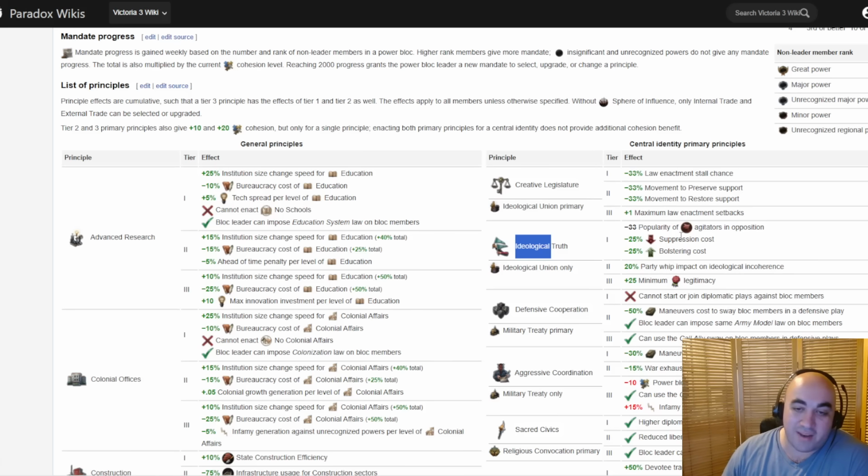Both of these do not have a lot of teeth to them, but taking a look at these, minus popularity of agitators in opposition, sure, it's going to be harder for them to agitate. The minus suppression cost and bolstering cost is not a reason to use ideological truth, which is the one locked behind ideological union, because it'd be better just to generate more. It'd be preferable to just have a way of generating more authority, but since you have to lock in on one of these, just in terms of benefiting you, ideological truth might be better.